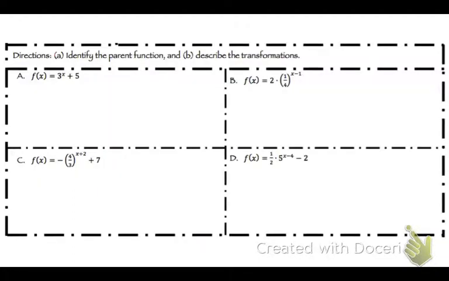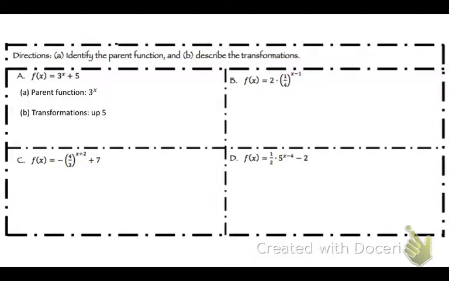So let's identify the parent function and then describe the transformations. So if we're looking at a, the parent function there is just whatever to the x power. So that's going to be 3 to the x power. Now we have that plus 5 there. That plus 5 is on the outside, so it's vertical. That means it's going to go up or down. And since it's positive, it's going to go up 5. So this plus 5 makes that go up 5.